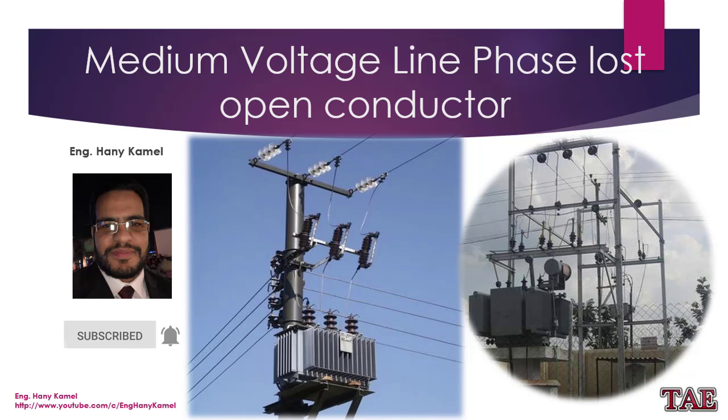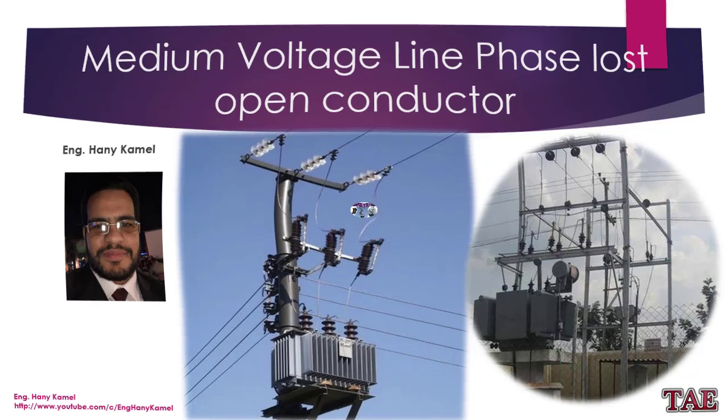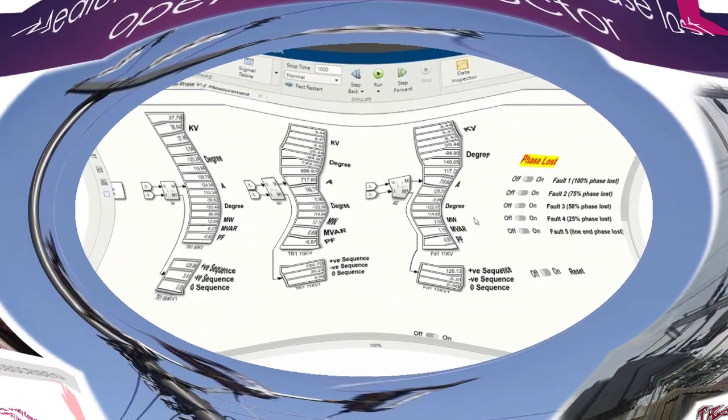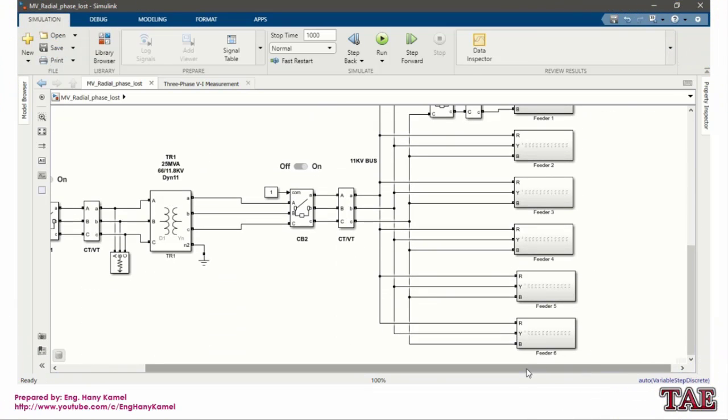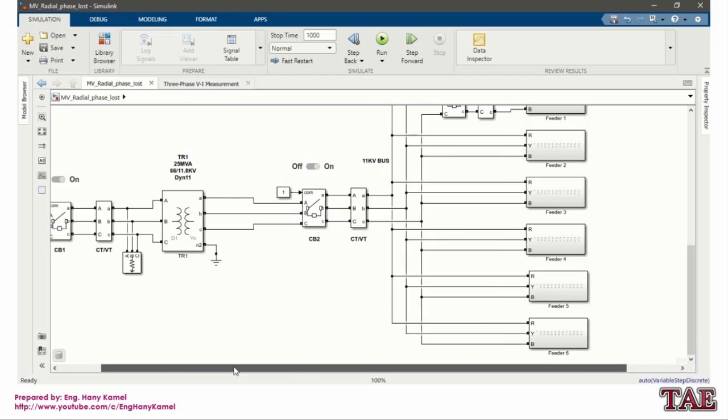In this video I am going to talk about medium voltage overhead line, especially if there is a conductor open conductor, or a phase-to-ground fault with high impedance, and how the protection can sense and clear this fault. So first of all, we need to know our system. So let's see it.